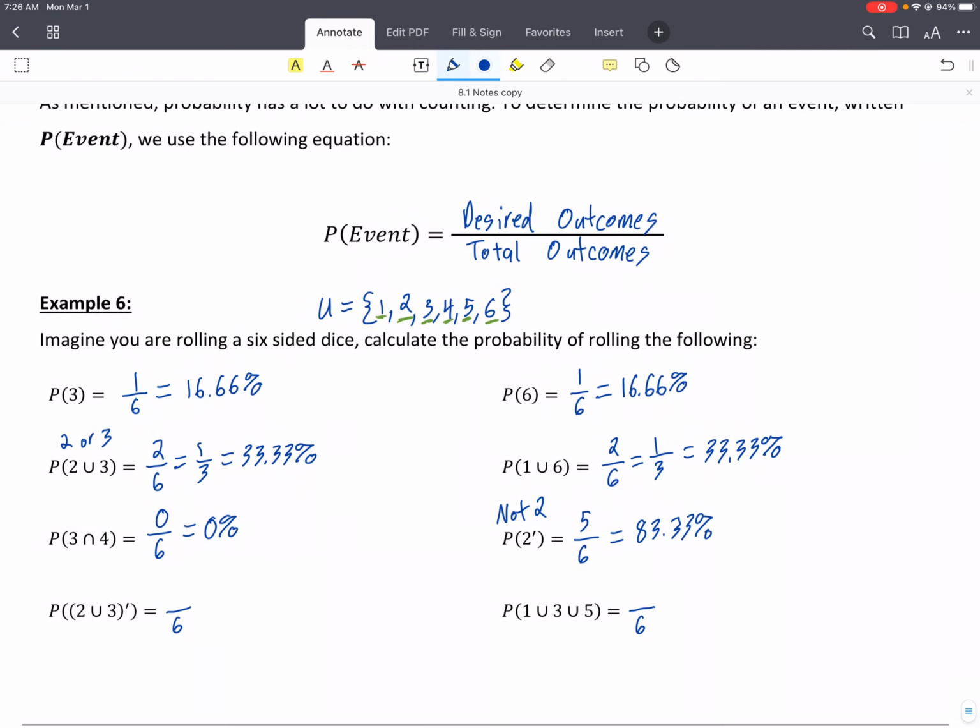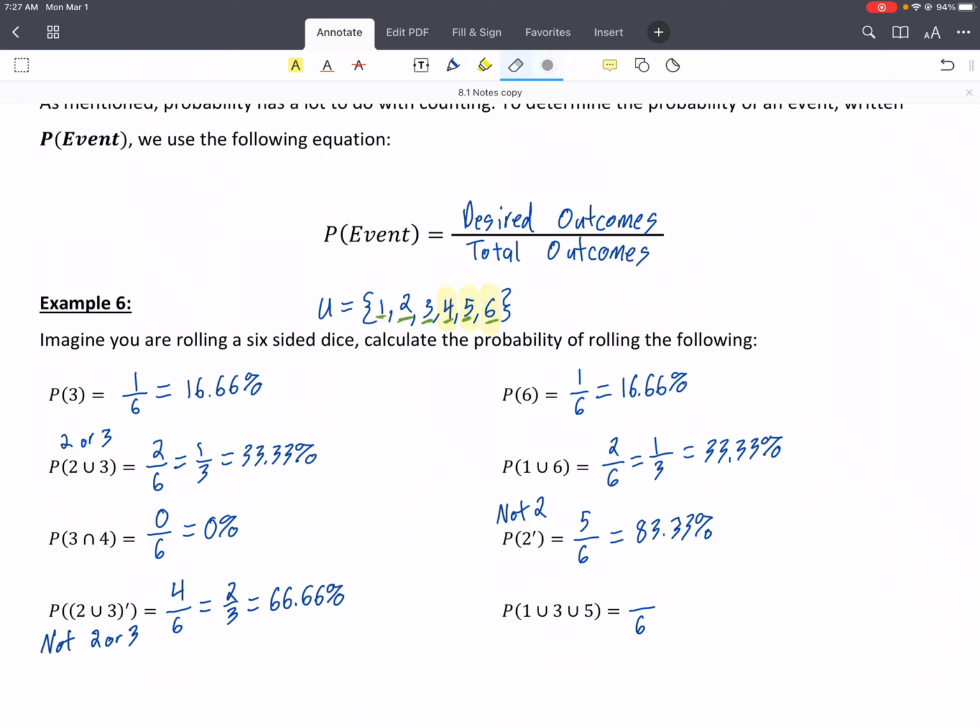Alright. So these next ones get a little tricky. We got 2 or 3 primes. So basically it's what's our probability of not rolling a 2 or a 3. So of not rolling a 2 or a 3, we can roll a 1, we can roll a 4, we can roll a 5, and we can roll a 6. So that would give us a 4 out of 6 chance of not rolling a 2 or a 3, which is 2/3, which is 66.66%.